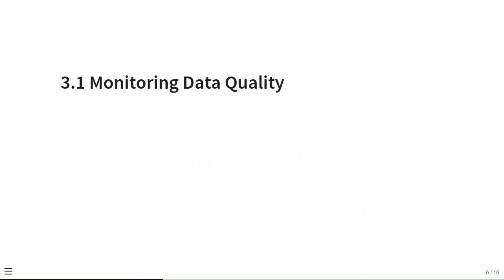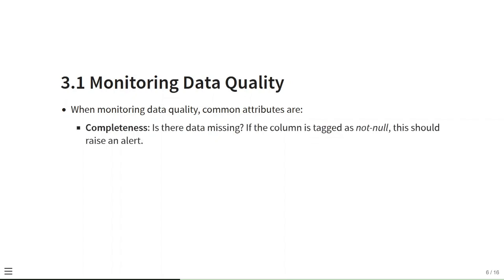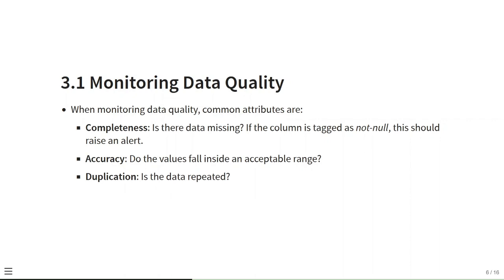What to monitor? Monitoring data quality. When monitoring data quality, common attributes are completeness. Is there data missing? If the column is tagged as not null, this should raise an alert. Accuracy. Do the values fall inside an acceptable range? Duplication. Is the data repeated? Conformity. Is the data conforming to formal standards?